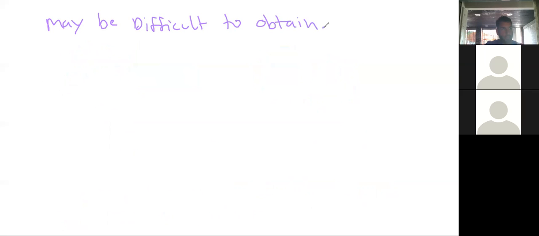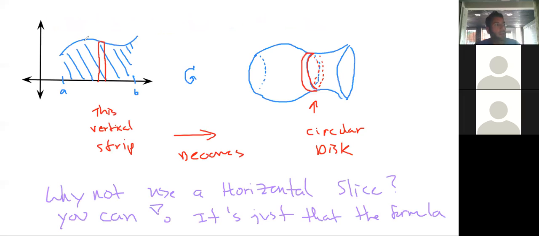So, for lack of more description, just think about this. Why was it smart of us to take this circular disc? Because we can get information about this thing. What was nice about this right here is choosing these vertical strips. We know what this point is. This is x comma f of x. So that gives us information on the geometry of that particular disc.